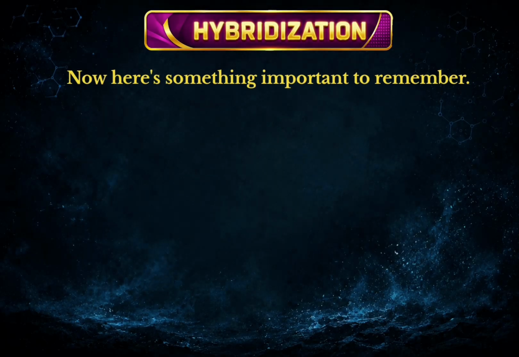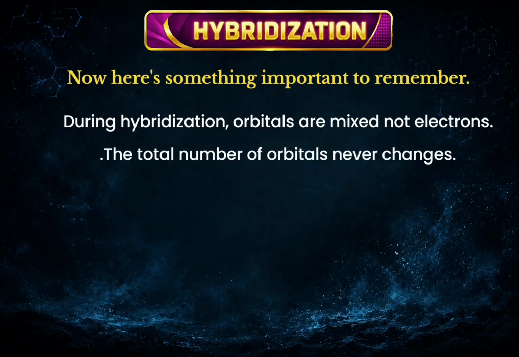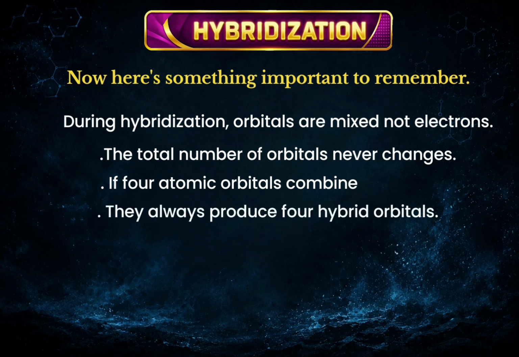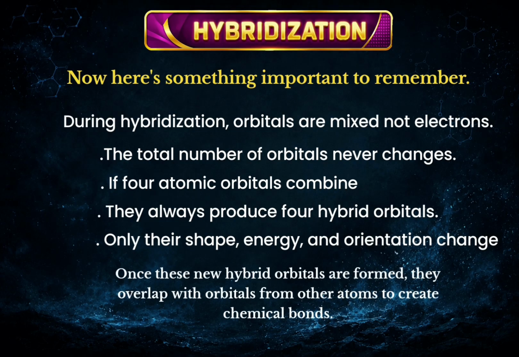Now here's something important to remember. During hybridization, orbitals are mixed, not electrons. And here's another important point. The total number of orbitals never changes. If 4 atomic orbitals combine, they always produce 4 hybrid orbitals. Only their shape, energy, and orientation change. Once these new hybrid orbitals are formed, they overlap with orbitals from other atoms to create chemical bonds.